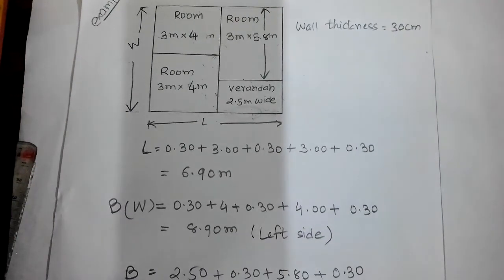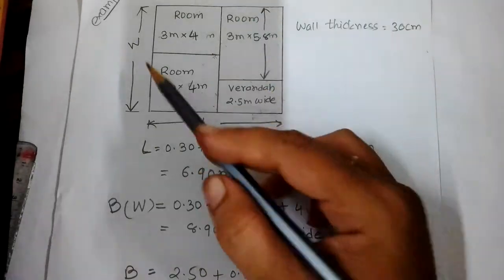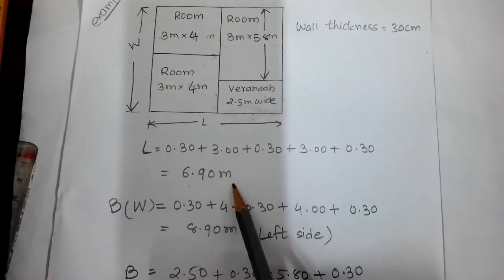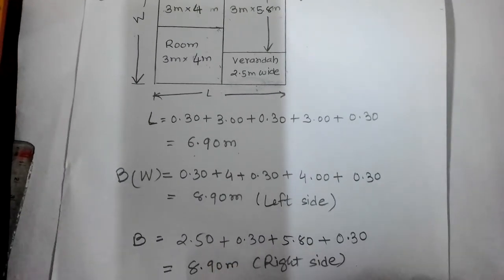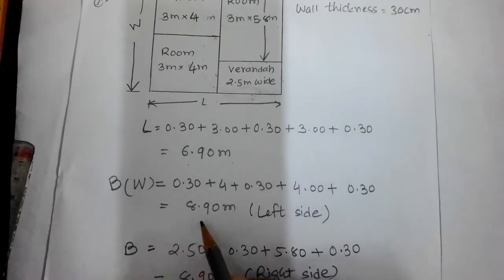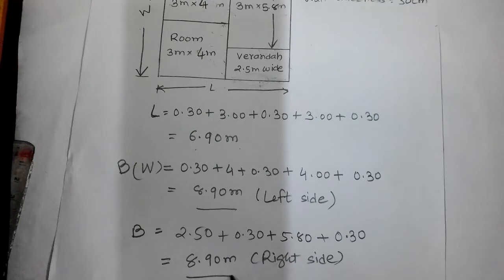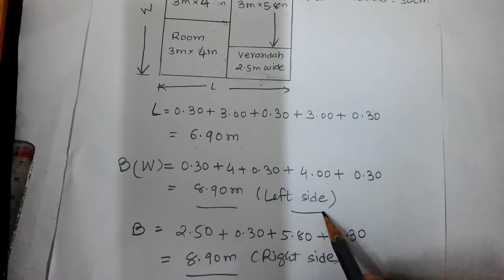So you can say length of this plan is total 6.90 meter and width of this plan is 8.90 meter. So both left and right side are same.